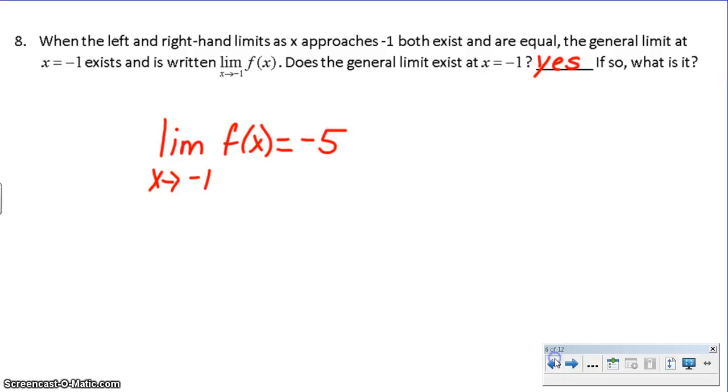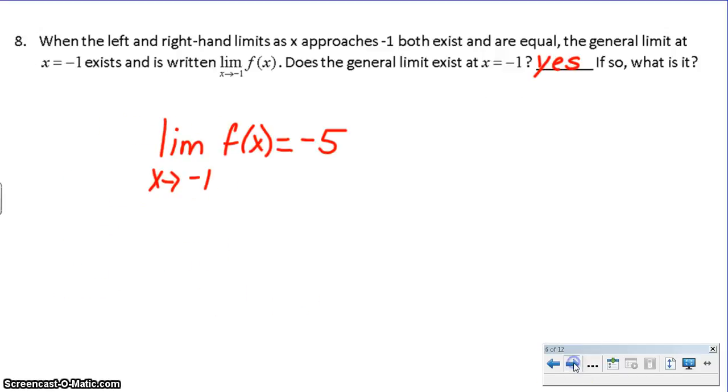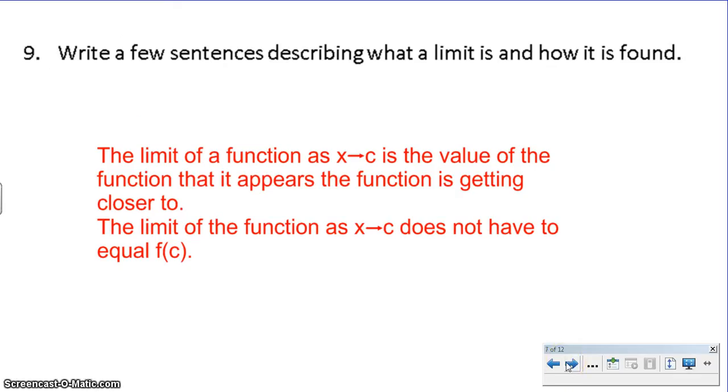So only if the left and the right both have the same value will the limit as x approaches -1 exist. So in general, if we're trying to write a few sentences describing what a limit is, I have done so here. The limit of a function as x approaches c is the value that it appears the function is getting closer to. That kind of sounds a little bit confusing, but it is going to get easier as we do more examples.